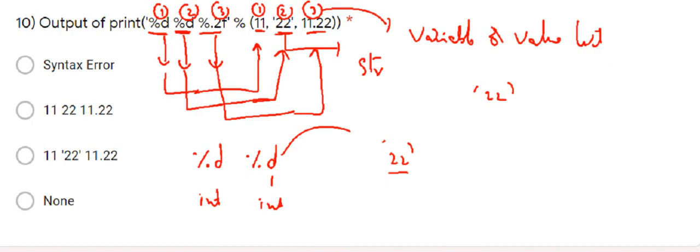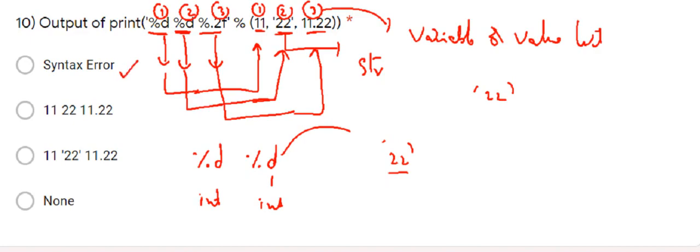So within quotes, if you mention 22, even though it is an integer, it won't be treated as an integer. It will be treated as a string only. So what happens? A type mismatch happens. That means a type error. So it is an error. So the output for this is, this one. So it is showing an error.